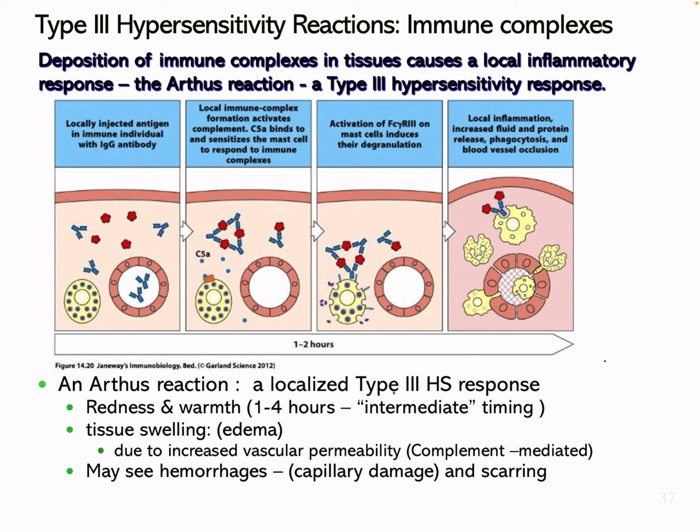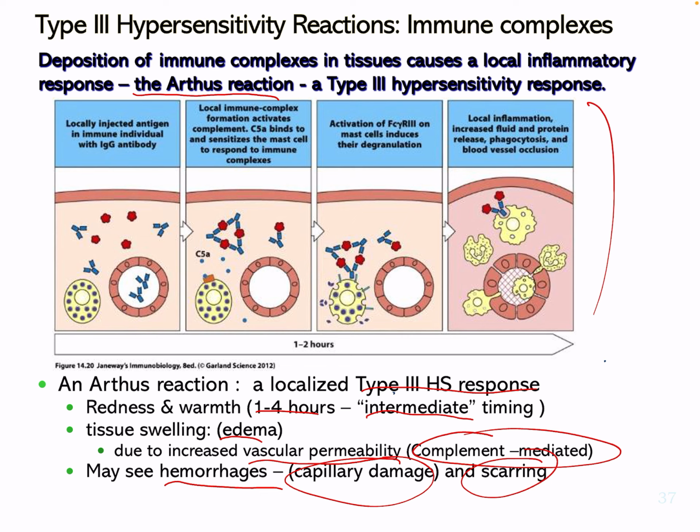So deposition of immune complexes in tissue causes local inflammatory responses, i.e. the Arthus reaction that was on the last slide. This Arthus reaction is a localized type 3 hypersensitivity response where there's redness and warmth for 1 to 4 hours. It usually has intermediate timing like we saw in the original figure. There can be tissue swelling and edema, which is due to the increased vascular permeability, which is complement mediated. And we also may see hemorrhages, including capillary damage and scarring.